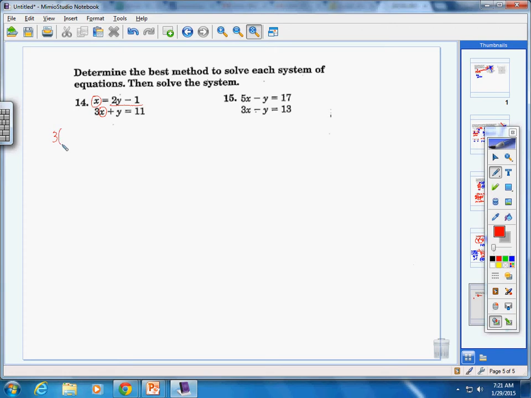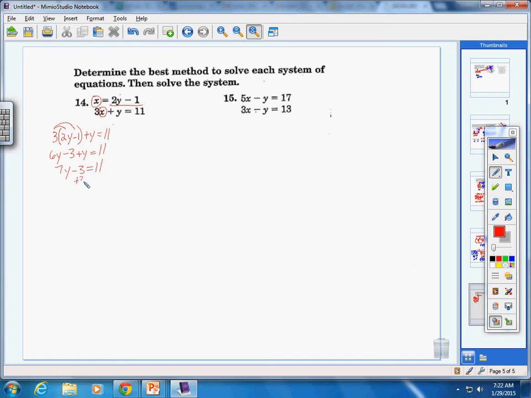So 3, instead of 3 times x, I'm going to write 3 times this whole expression, 2y minus 1, plus y equals 11. Now you just have y's, so that means we just have to solve for y. Let's do it. Let's distribute. 6y minus 3 plus y equals 11. Combine our like terms. 6y plus y is 7y minus 3 equals 11.